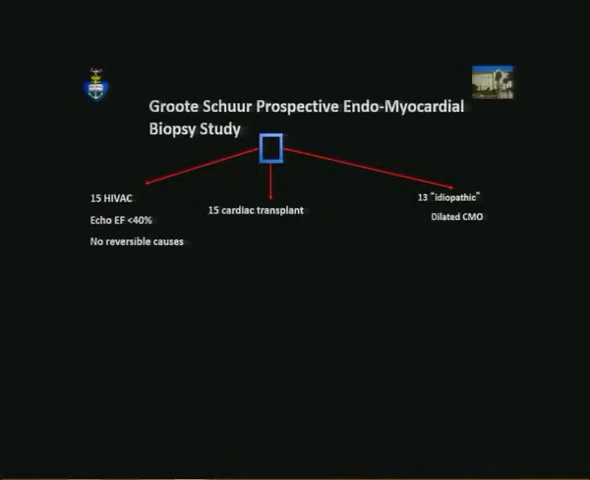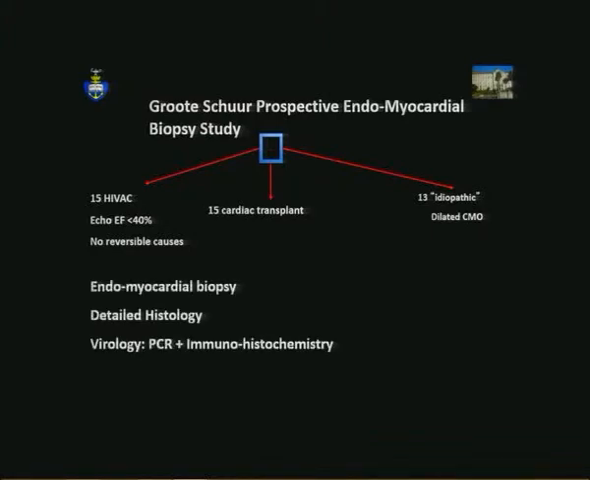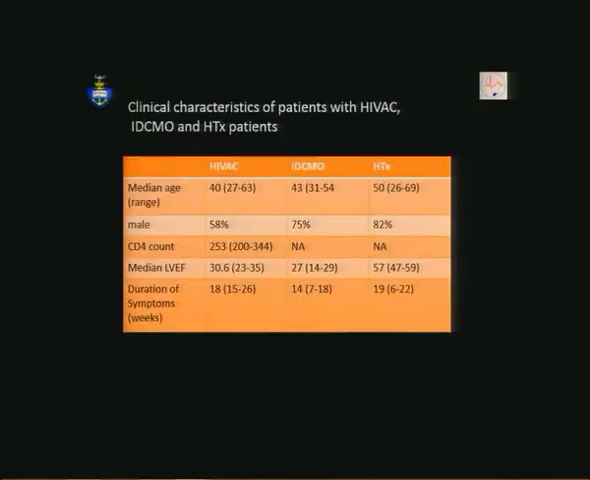The pilot study was quite small. It was an endomyocardial biopsy study, as I suggested. We had 15 patients who were diagnosed with HIV-associated cardiomyopathy, and for the purposes of this study, we included patients with a low ejection fraction and no reversible causes, and we compared it to cardiac transplant patients and those with idiopathic cardiomyopathy. All patients underwent myocardial biopsy and detailed histology, and we looked quite carefully at the types of viruses using PCR and immunohistochemical techniques.